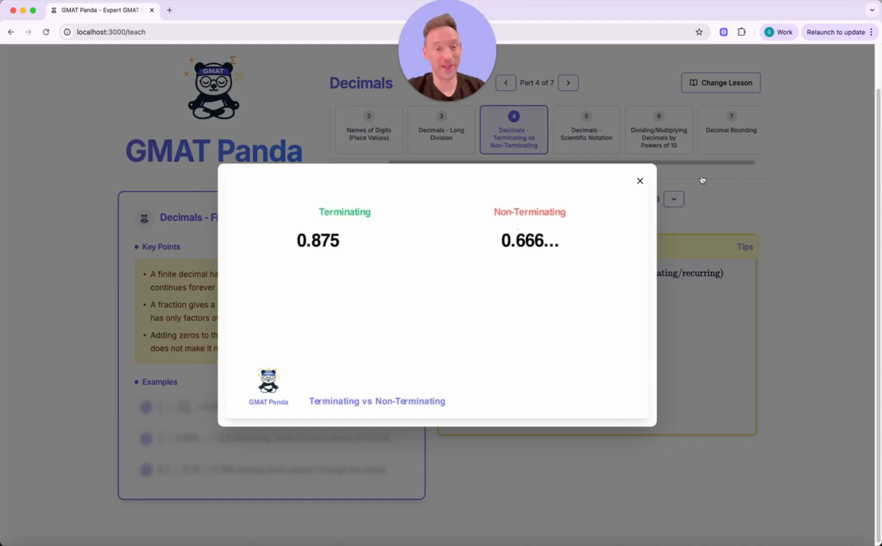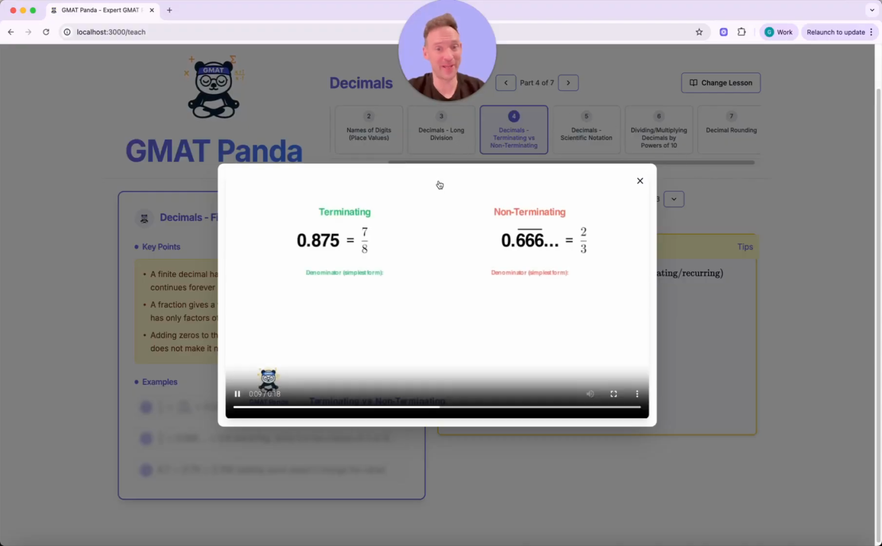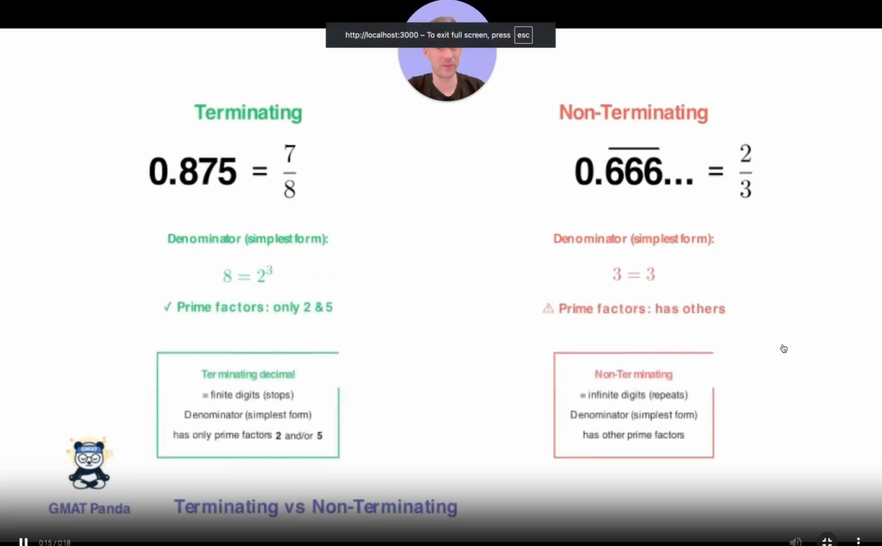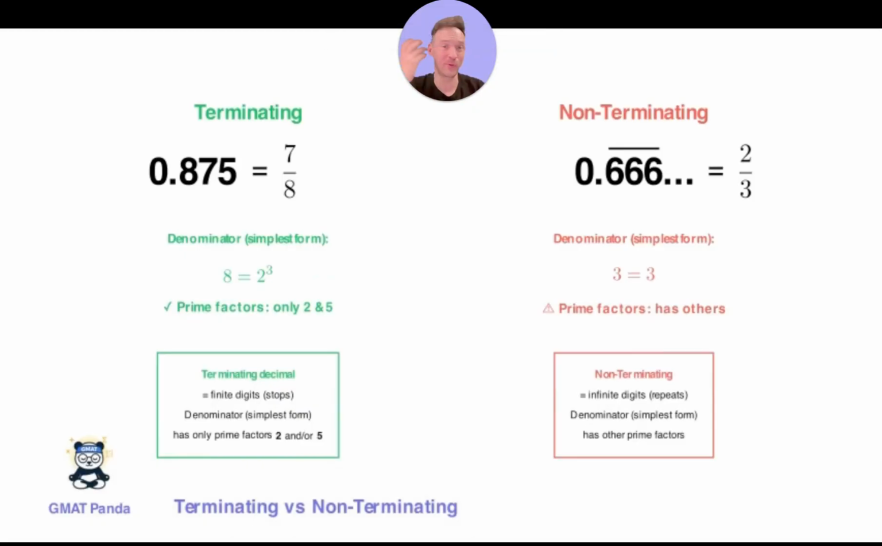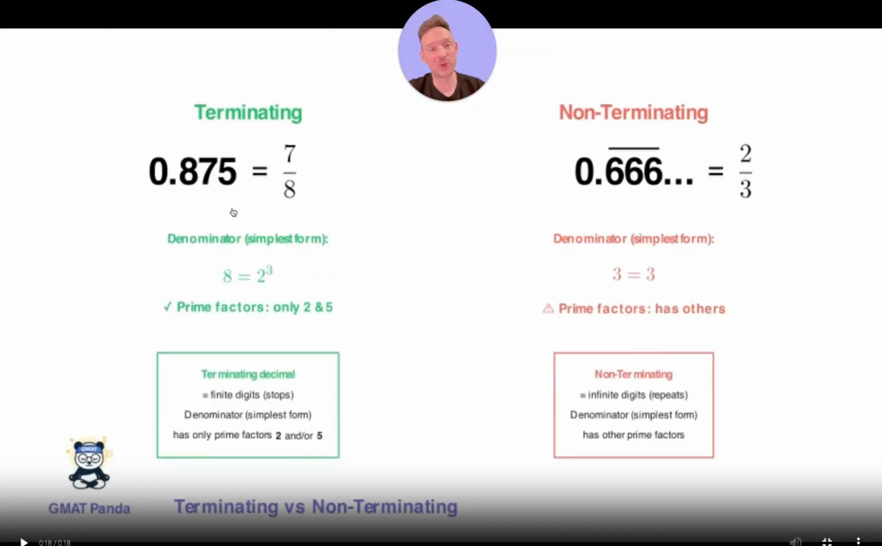Let's move on to a concept a little bit more complex in decimals, and that's the concept of terminating versus non-terminating decimals. So you're probably thinking, what kind of horrible name is that? Well, let me explain. So let's look at these two numbers. We've got 0.875, which is actually equal to 7 over 8, and 0.66666 recurring, so that 6 does not stop, which is actually equal to 2/3, or 2 divided by 3.